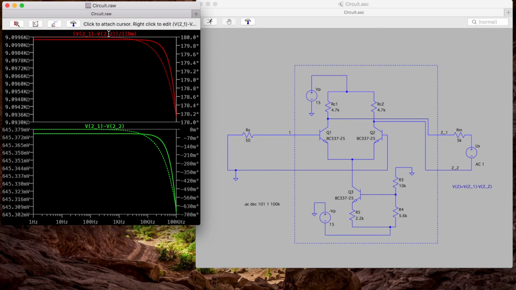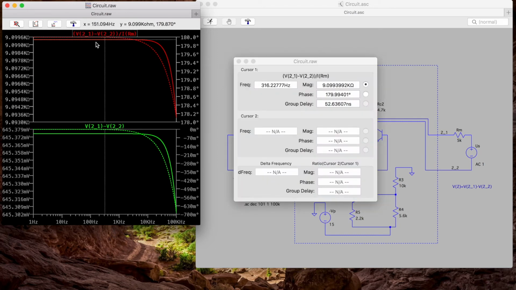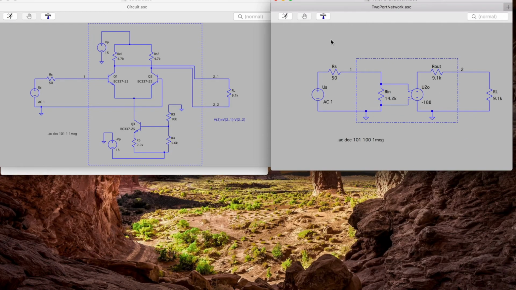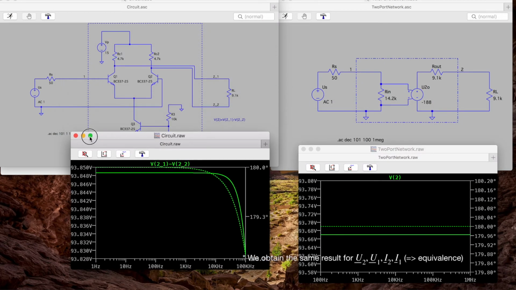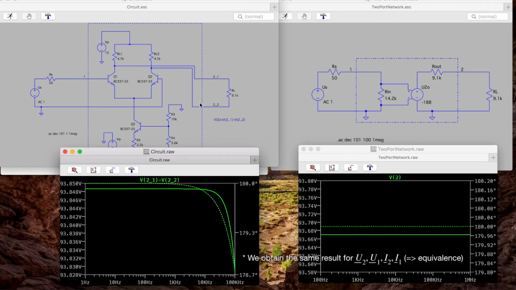In red, we have V2 out of I2, and we can confirm that Rout is equal to 9.1 kilo ohm. Now we can enter the values of the parameters we've calculated in the right two-port network and compare V2 of both circuits. And we can see that we obtain the same result. So both two-port networks are equivalent in this circuit.